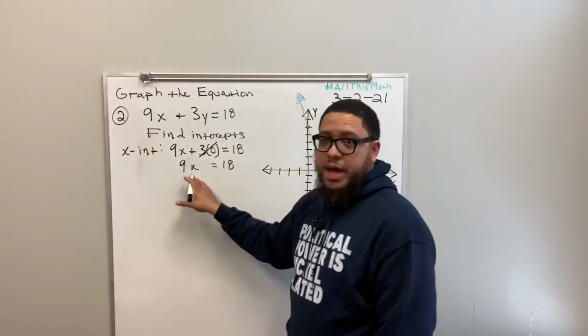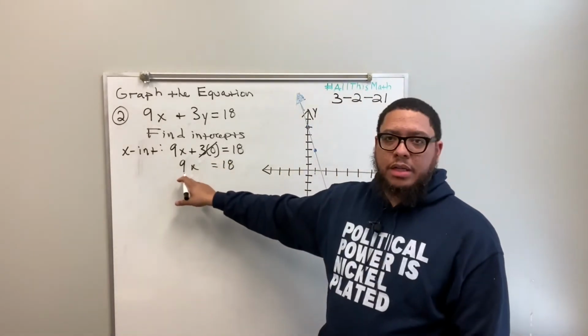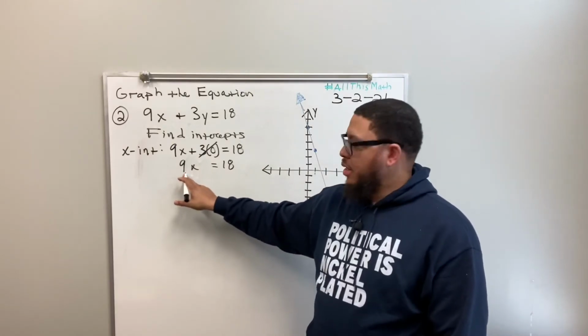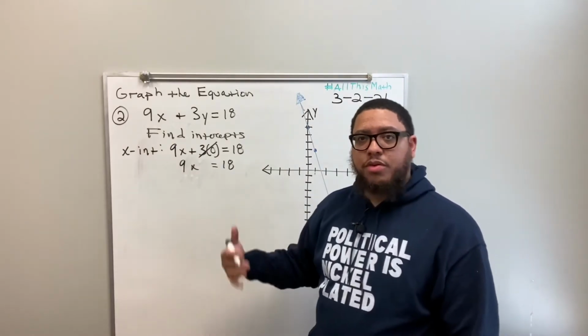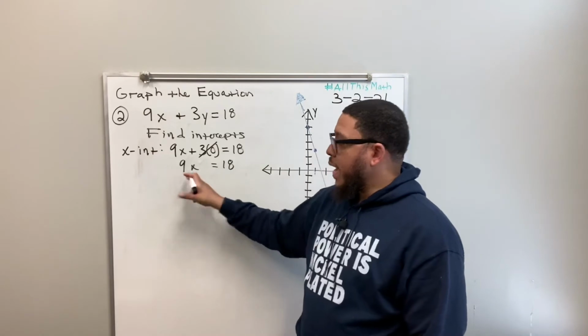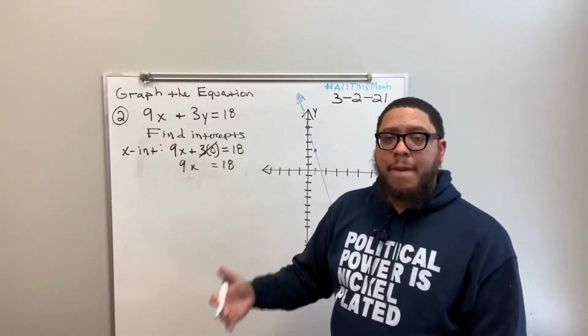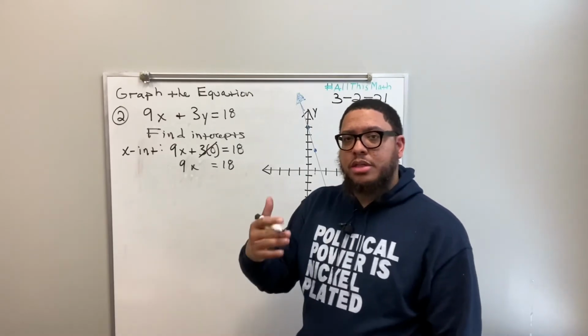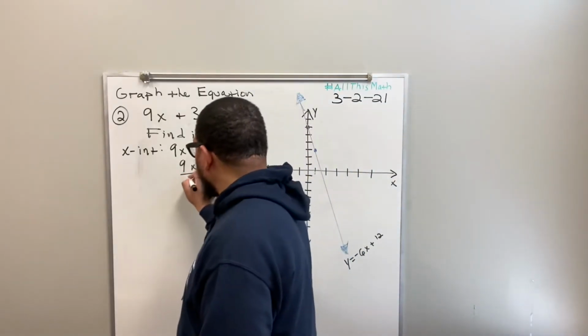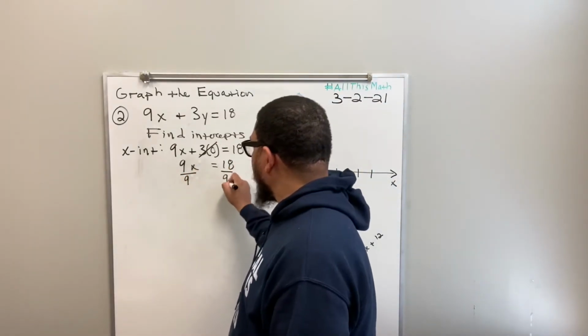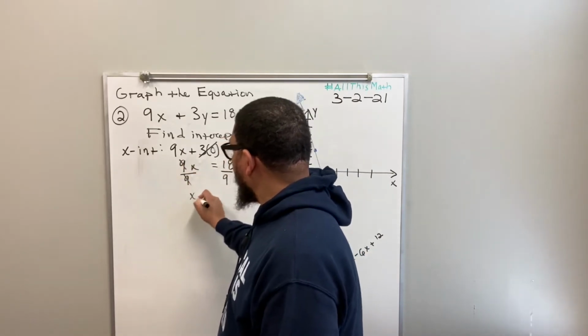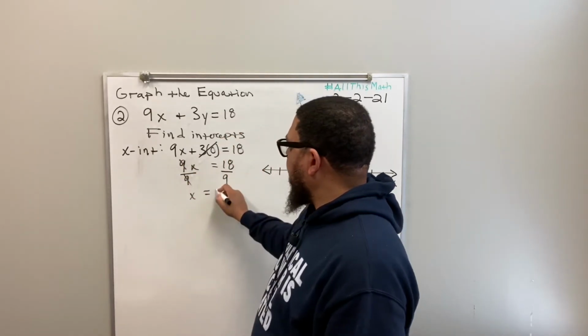Now, how do I solve for x? I got to get rid of this 9. How do I get rid of this 9? Do the opposite operation from what the 9 is doing right now. 9x means 9 times x. Times means multiplication. What's the opposite of multiplication? Division. So I'm going to divide this by 9, and I'm going to divide this by 9. Boom, boom. 18 divided by 9 is 2.